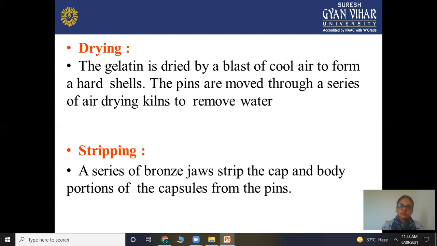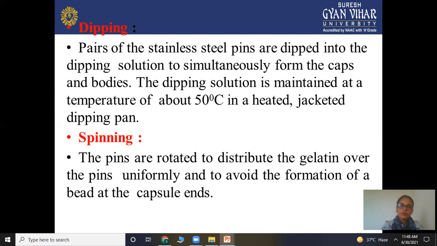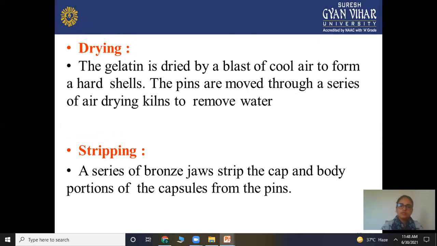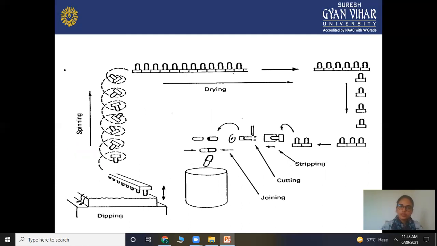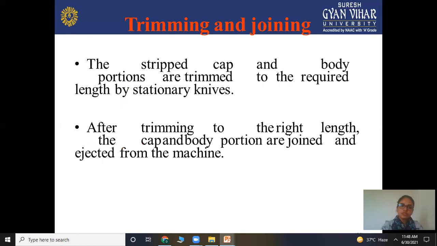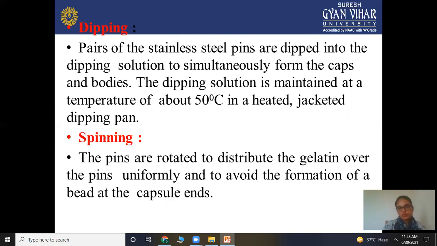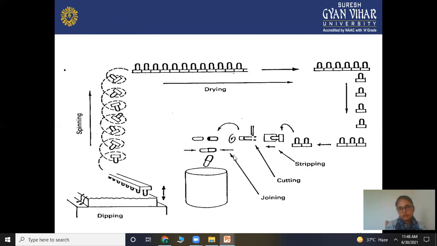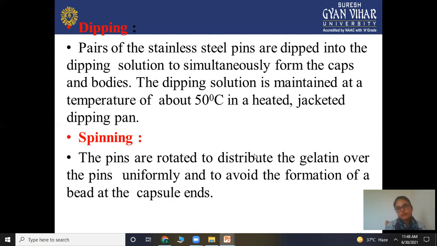After this, first is dipping, then spinning, then drying. Dipping, spinning, drying, and stripping take place. And after stripping, trimming and joining take place. In the diagram, you can see this. Trimming and joining means excessive material is cut out or trimmed out. And after this, joining of the body and cap part takes place.